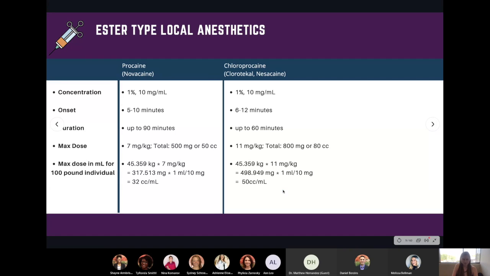So to compare with the amide local anesthetics, procaine has a longer onset time than lidocaine, but a shorter onset time than ropivacaine. Its duration is longer than lidocaine, but shorter than ropivacaine and bupivacaine. So overall, we can see that you would generally have to inject a lot of local anesthetic in the periphery to reach the max dose. And usually we're not going anywhere near these max doses when we are doing regenerative medicine injections.